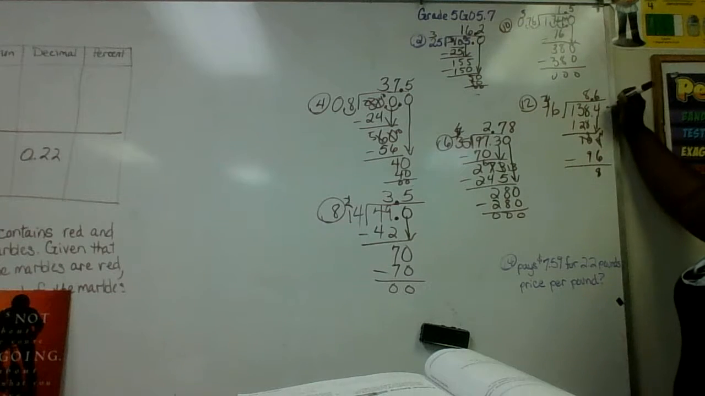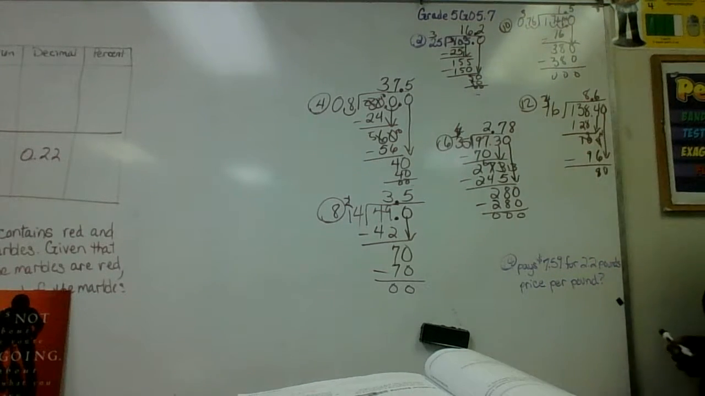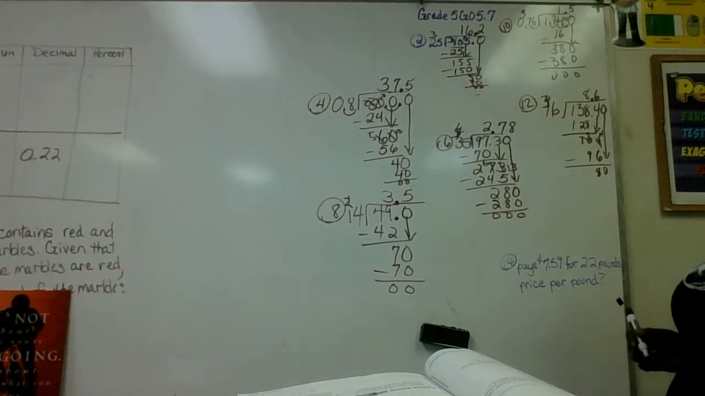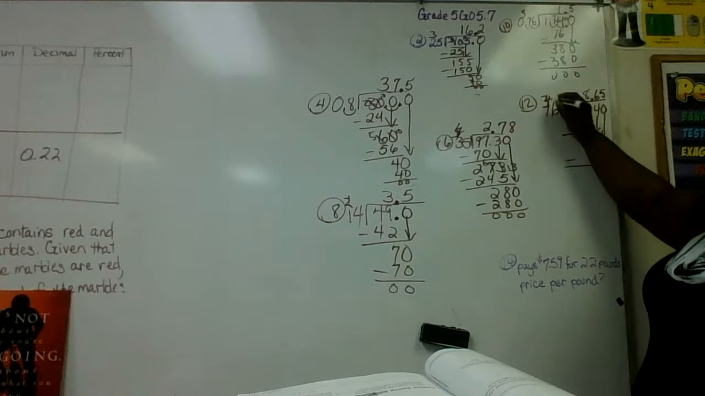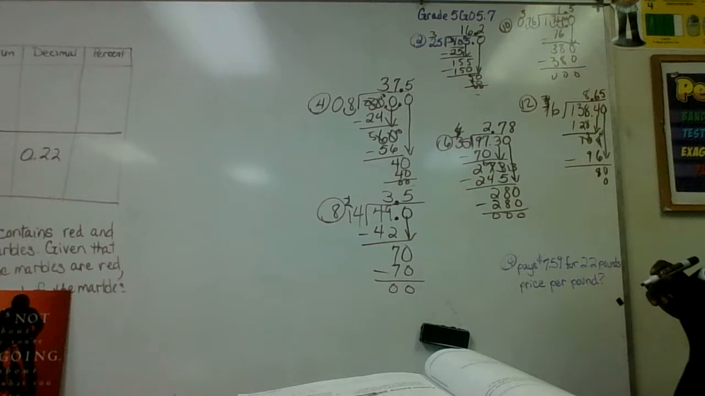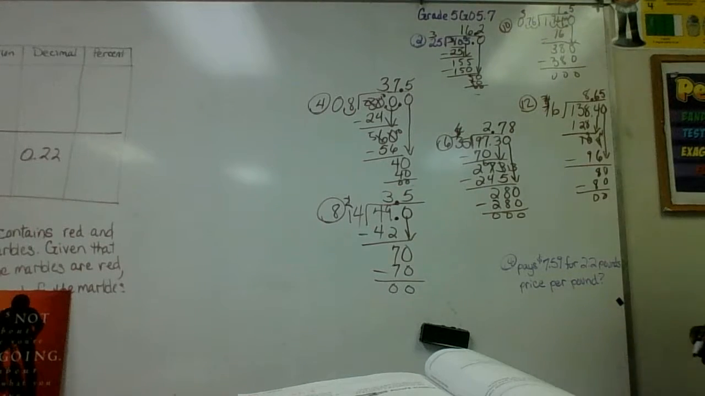So now we need to add a 0 here to bring down. And the question is, how many 16s are in 80? The answer is 5. 5 times 6 is 30. 5 times 1 is 5. Plus 3 is 8. Subtract. The problem is over. Now here, we have a word problem.